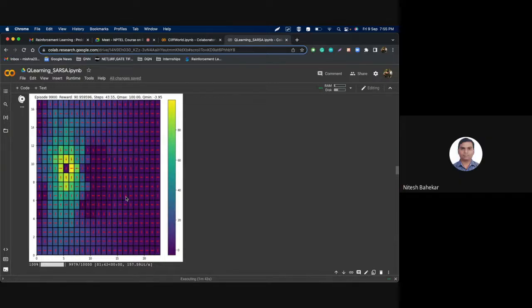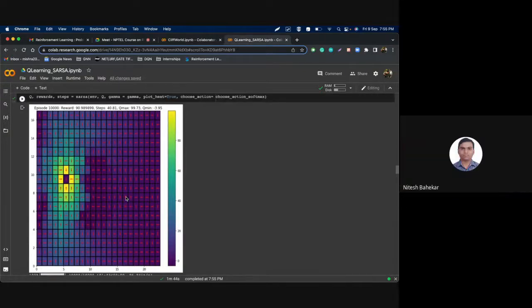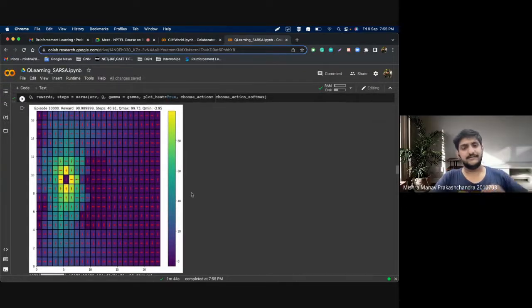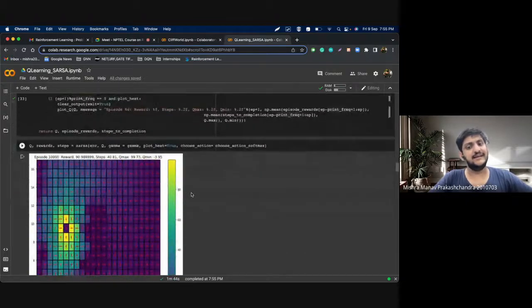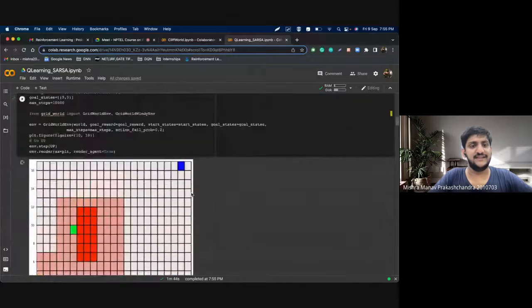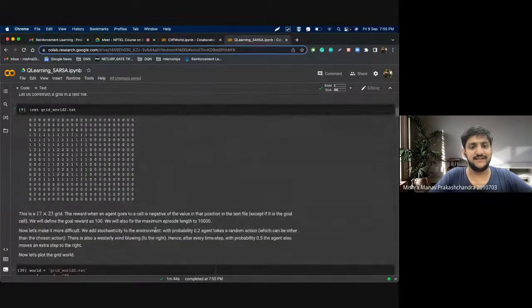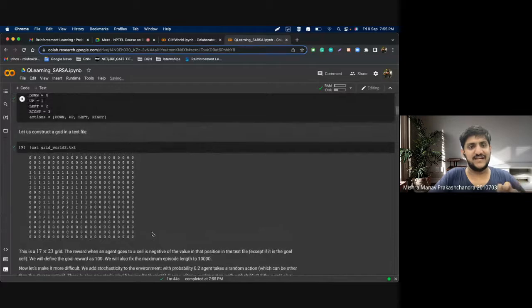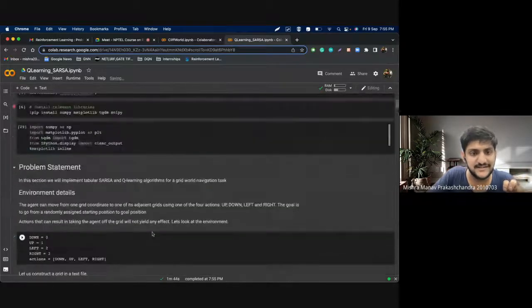This code also assumes wind and slip kinds of uncertainty. It assumes that there is a random-action uncertainty, and there is a westerly wind. Both these stochasticities are there.